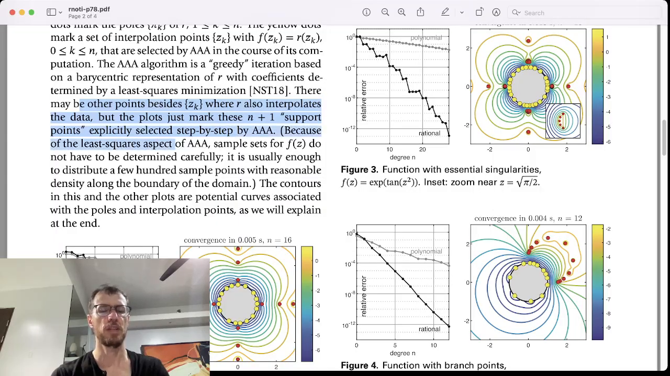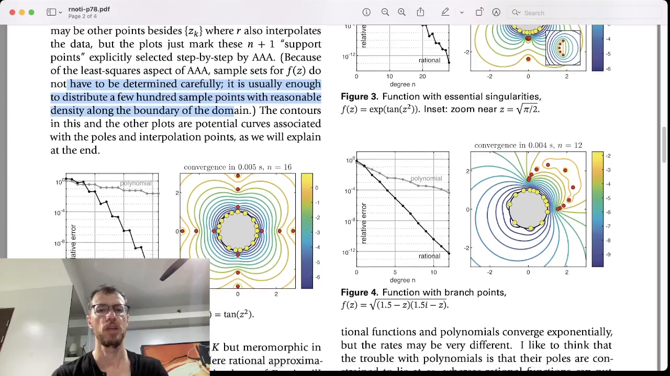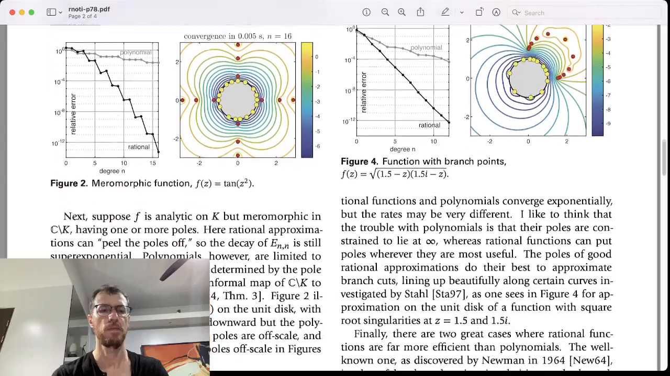Because of the least squares aspect of the algorithm, sample sets for f of z do not have to be determined carefully. It is usually enough to distribute a few hundred sample points with reasonable density along the boundary of the domain. The contours in this and the other plots are potential curves associated with the poles and interpolation points, as we'll explain at the end.